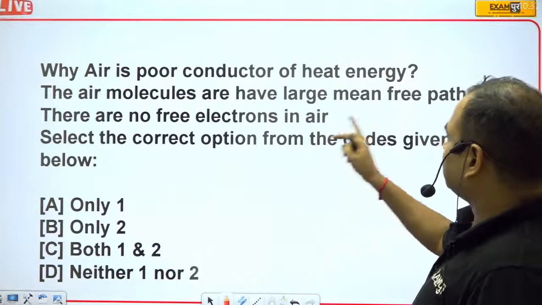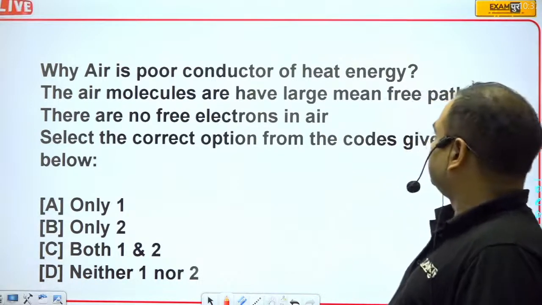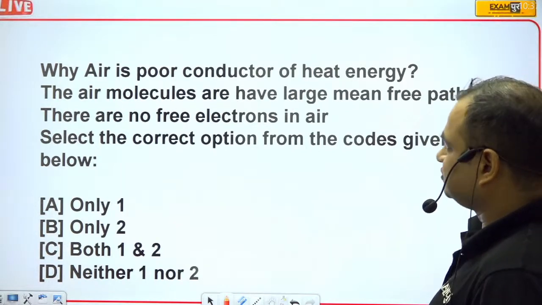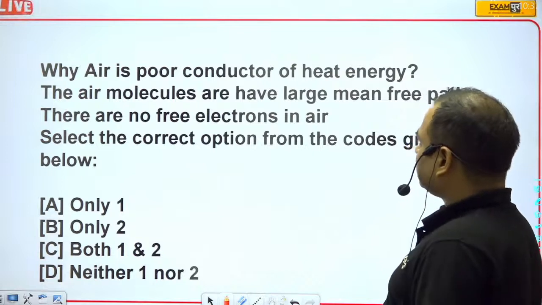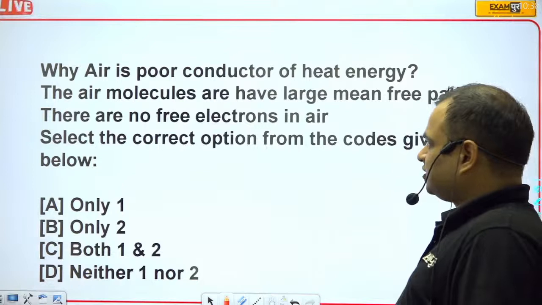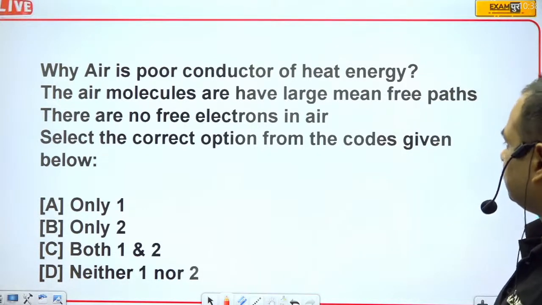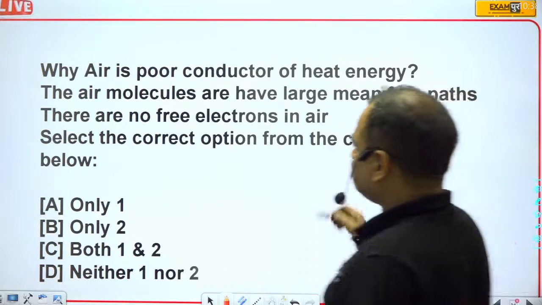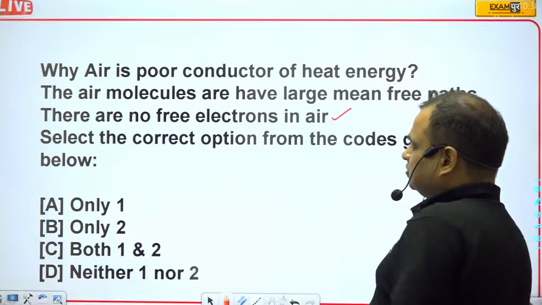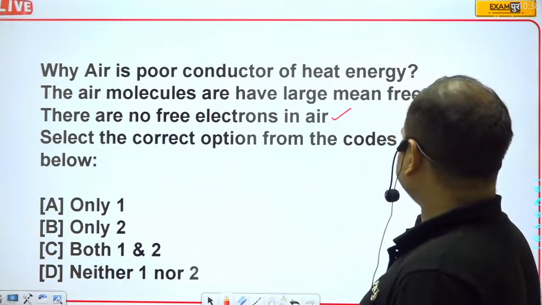Why is air a poor conductor of heat energy? The air molecules have a large mean free path. There are no free electrons in air. Select the correct option from the options given below. Actually, this is the correct answer: there are no free electrons. Air molecules have a large mean free path.